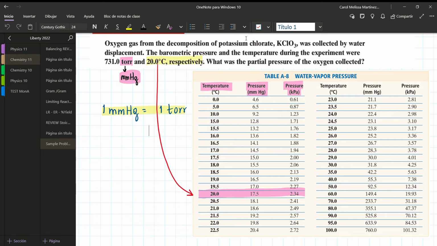Okay? Now, from the table we obtain, what value are we going to use? 17.5 or 2.34 then? 17.5. Okay. So, we're going to focus on the unit that is given to us, which are torrs or millimeters of mercury. So we're going to be using the pressure of water vapor to be 17.5 millimeters of mercury.